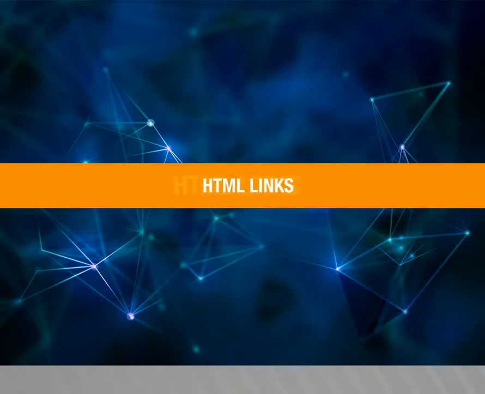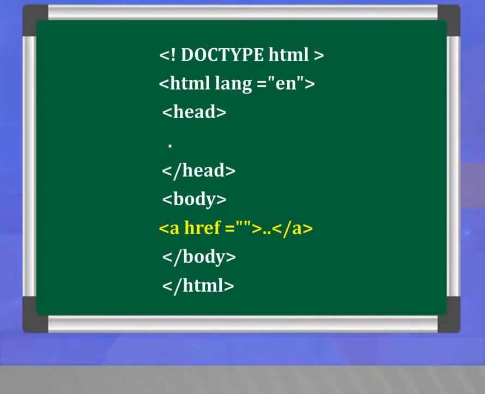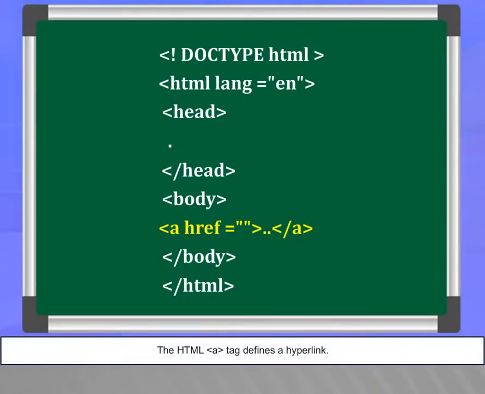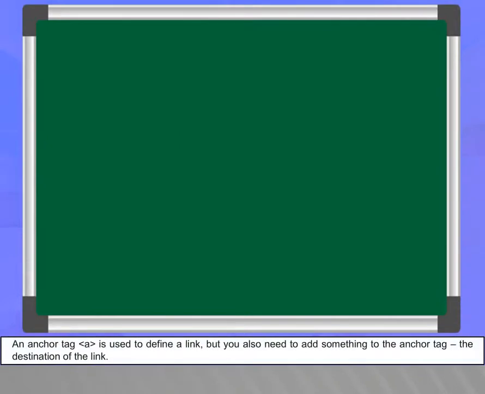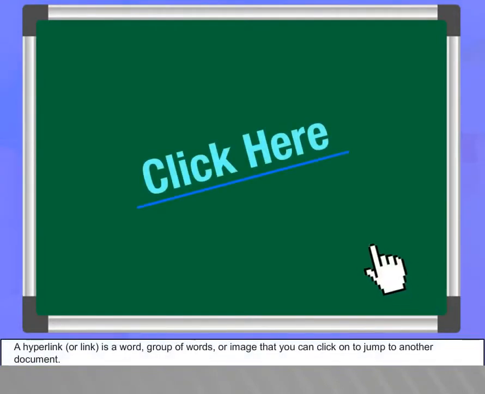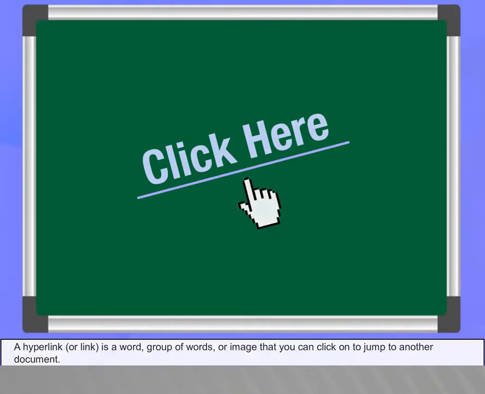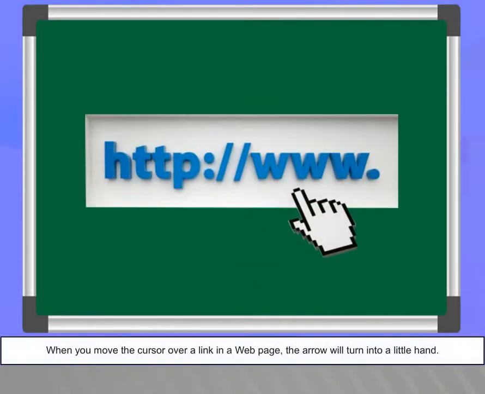HTML links. In this video, we are going to see about HTML links. The HTML A tag defines a hyperlink. An anchor tag A is used to define a link, but you also need to add something to the anchor tag, the destination of the link. A hyperlink or link is a word, group of words, or image that you can click on to jump to another document. When you move the cursor over a link in a web page, the arrow will turn into a little hand.